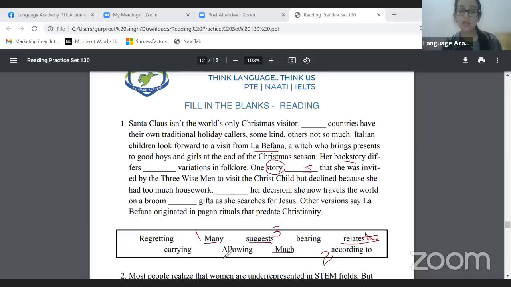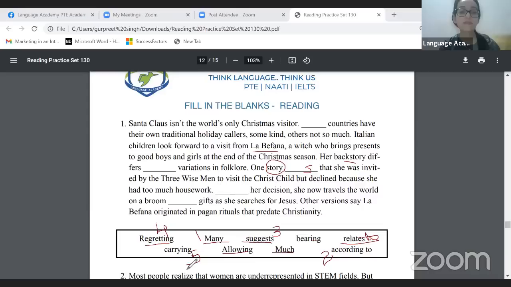What we have in capitals is allowing her decision or regretting her decision. We cannot allow our decision, but we can regret. Regret is you feel sorry for your decision. She now travels the world on a broom dash gifts as she searches for children. She travels on a broom carrying gifts or bearing gifts. Gifts can be carried, we cannot say bearing gifts. So it will be carrying gifts.